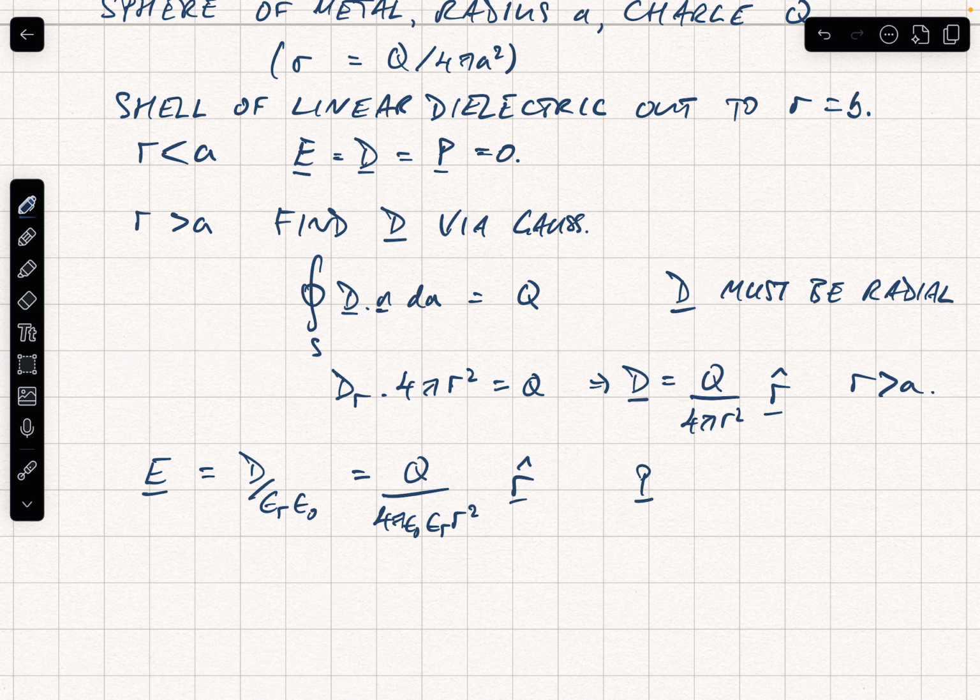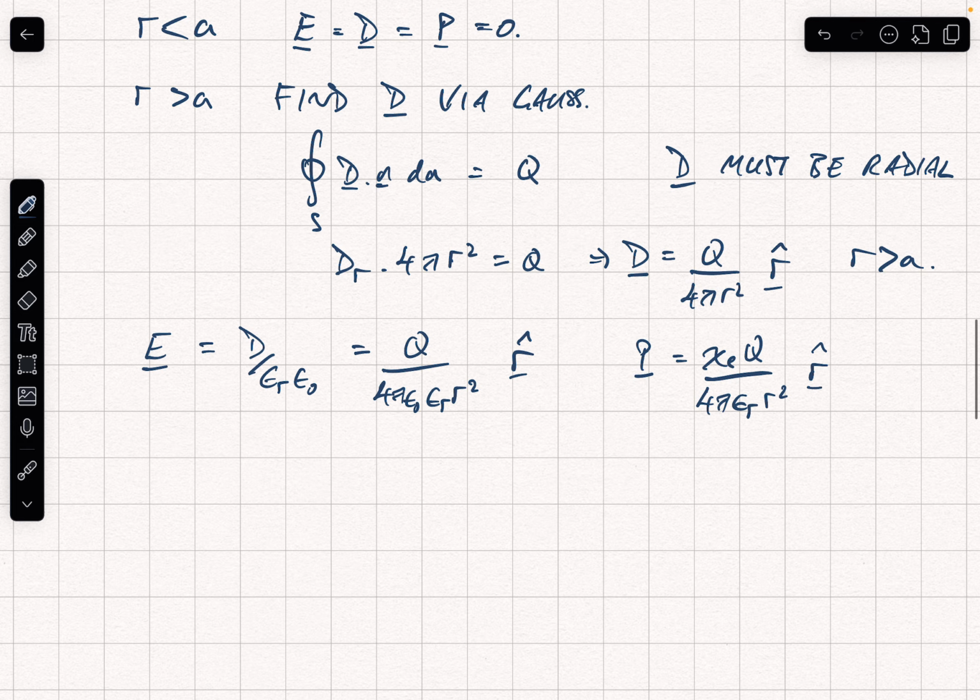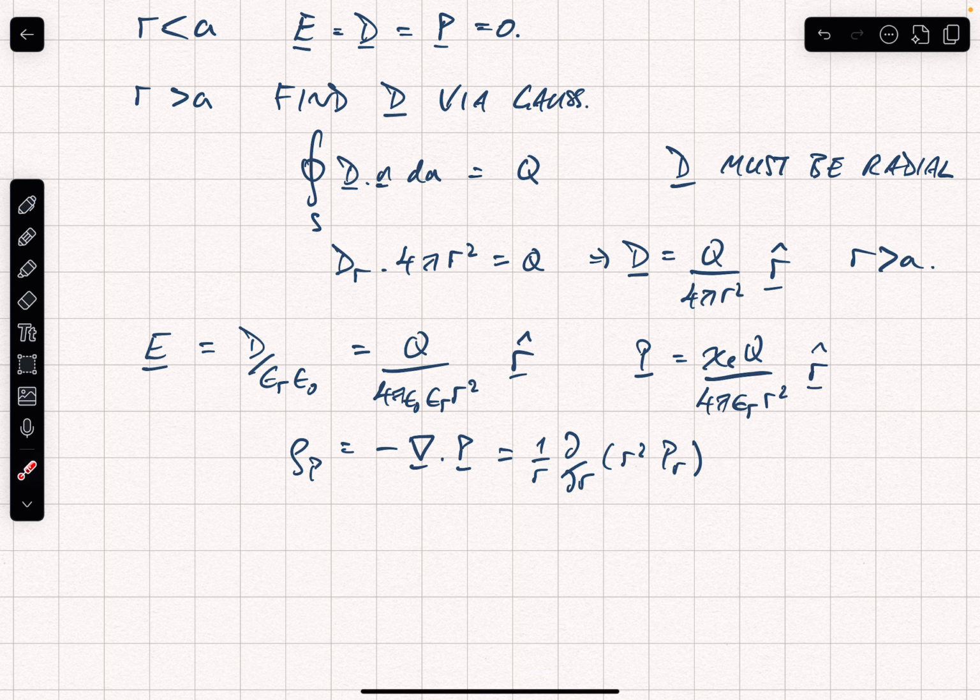We could also deduce that P is equal to chi E, which is chi Q over 4 pi epsilon R squared in the R hat direction. If we wanted to, we could work out the polarization charges. So the volume polarization charge, rho P, is minus the divergence of the polarization, which in this case is going to be 1 over R squared d by dR of R squared P in the R direction. There are no other components. Now R squared times P R is just a constant. It's chi Q over 4 pi epsilon R. So the differential with respect to R is 0, and so that's equal to naught.